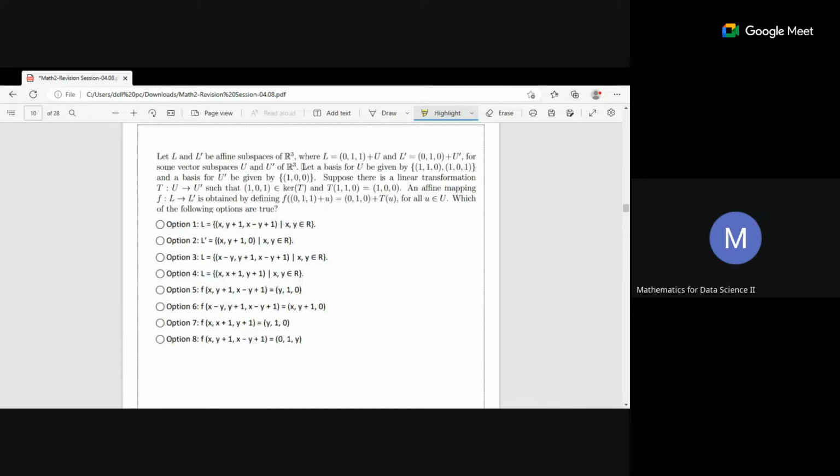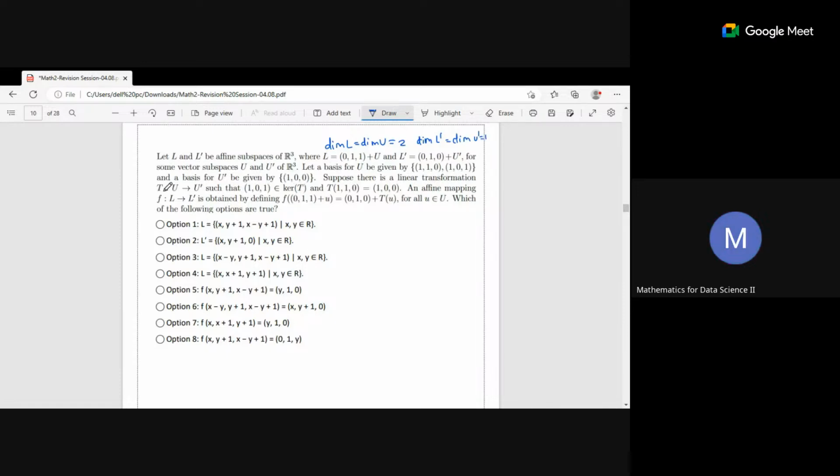Let L and L dash be affine subspaces of R3, where L is equal to (0, 1, 1) plus u, and L dash is equal to (0, 1, 0) plus u dash. For this, there is a basis given for u and a basis for u dash also. So what is the dimension of u here? Two. And what is the dimension of L dash? One, it is spanned by only one vector.